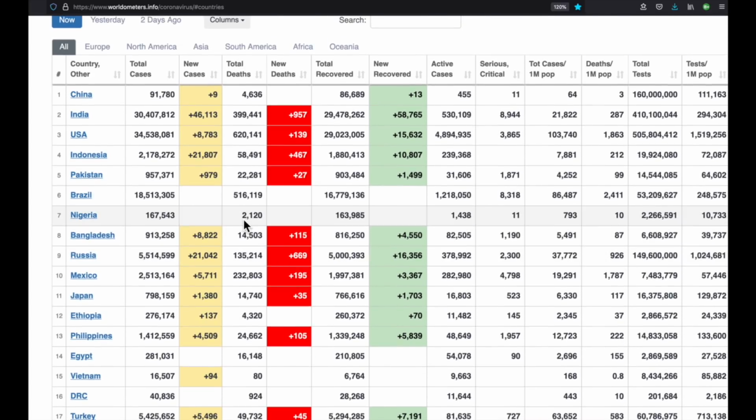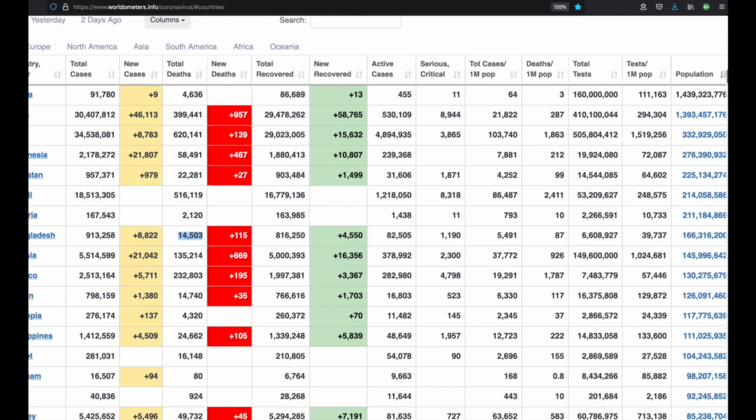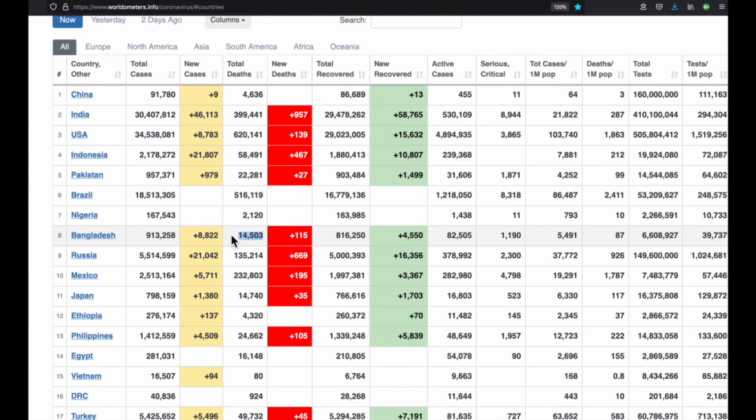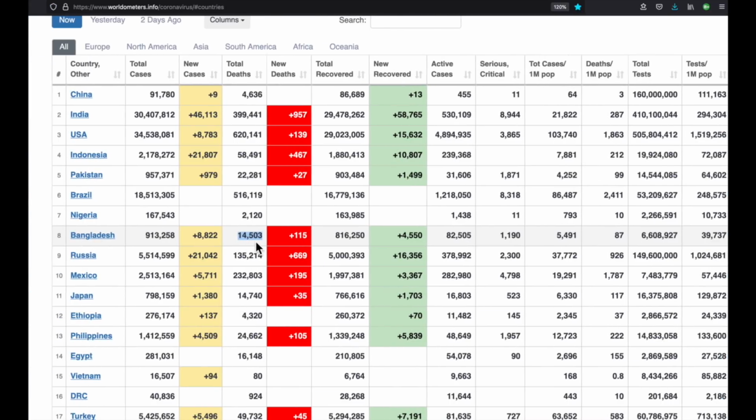Same with Bangladesh. Bangladesh is the 8th most populated country on earth, and as of July 1st, fewer than 15,000 people have died in Bangladesh. But Bangladesh has a population of 166 million people. So how do we explain this? If the population of Bangladesh is 166 million people, and there's 14,500 that have died in Bangladesh, 22,281 that have died in Pakistan, and not 2,500 in Nigeria.